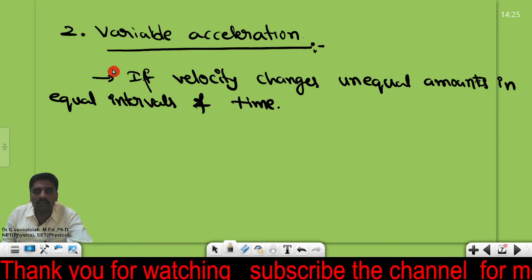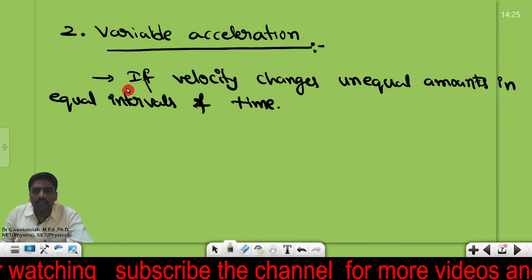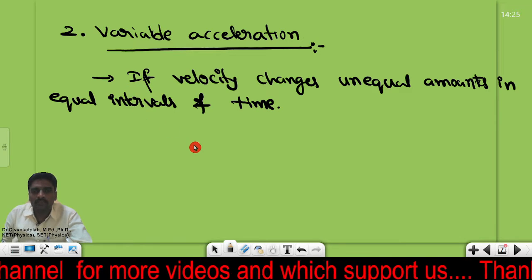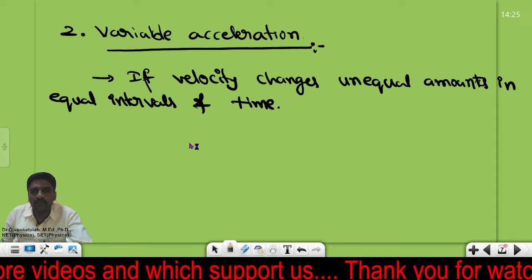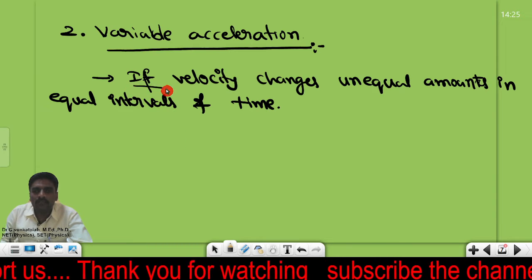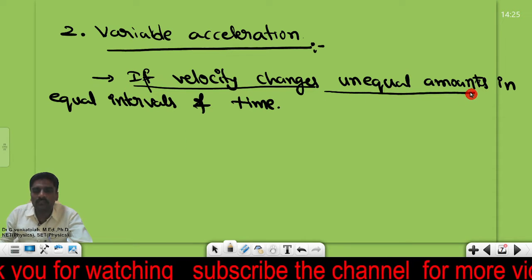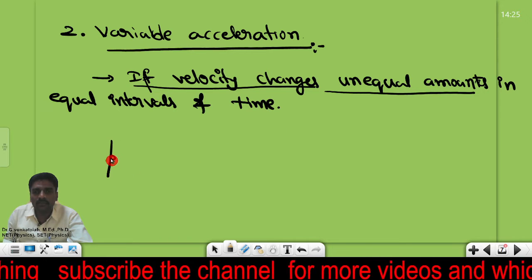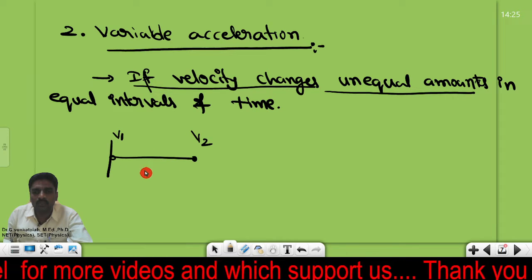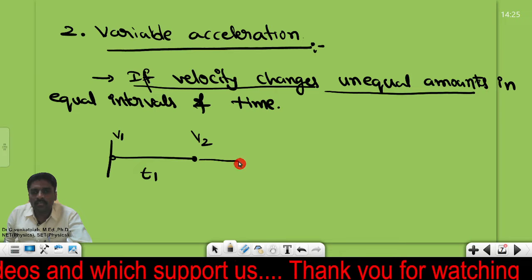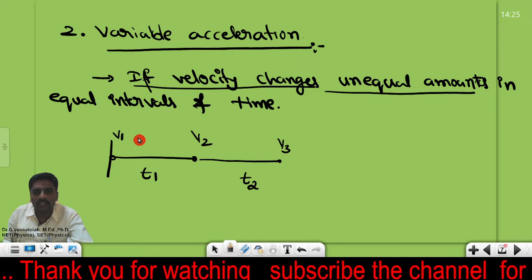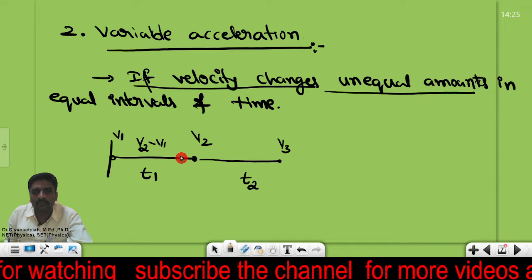Let me go to the another one. What is the variable acceleration? Variable acceleration means, in the previous case, the change in velocity must be equal for equal time intervals, that is called uniform acceleration. Here the velocity changes by unequal amounts. Let me take, as in the previous case, the body starts from initial velocity v1, and reaches the final velocity v2 in the time interval t1. Again in the time interval t2, the body reaches v3. Now what is the change in velocity? v2 minus v1 in this part.